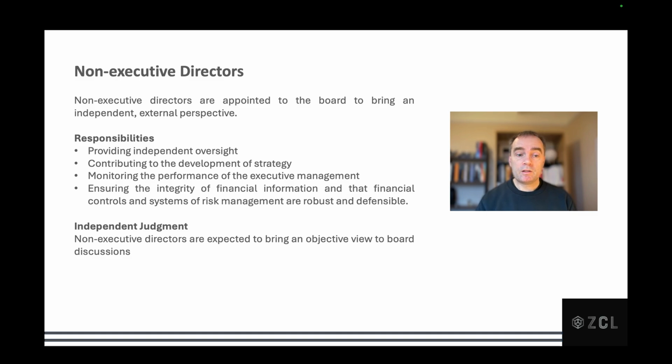And they are expected to bring an objective view to board meetings. They are not expected to be attached to any one particular shareholder or any one particular group. They have to be objective, they have to be independent, and their role is to act in the best interests of all of the shareholders and stakeholders that the company has a connection to. So those are the differences between a non-exec director and an executive director.